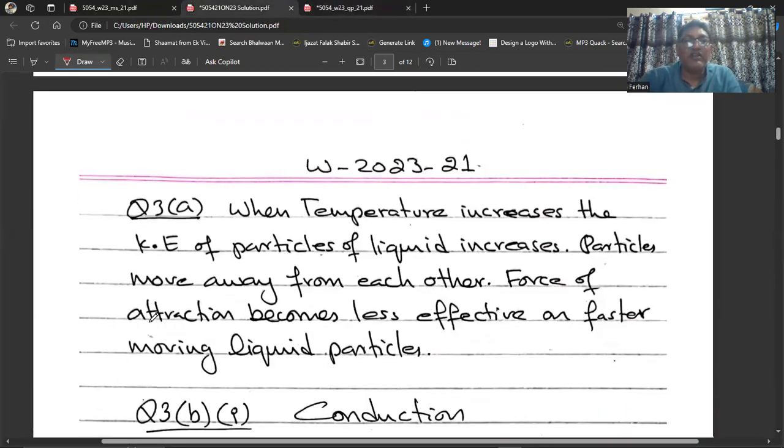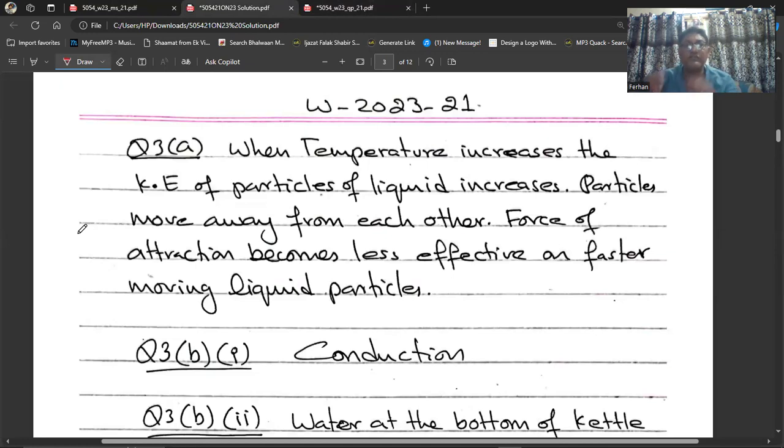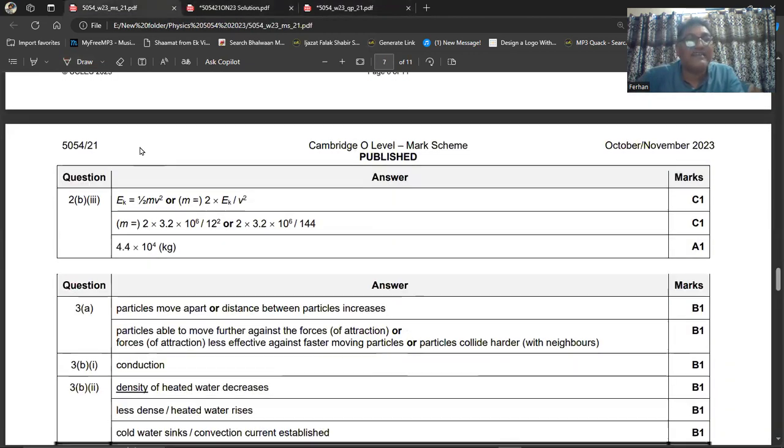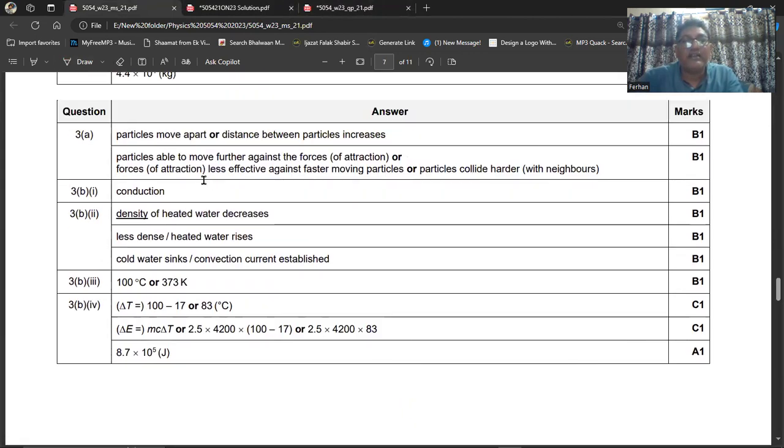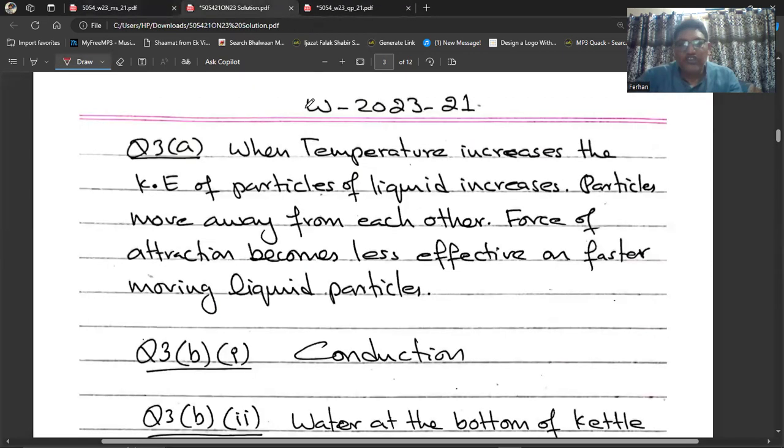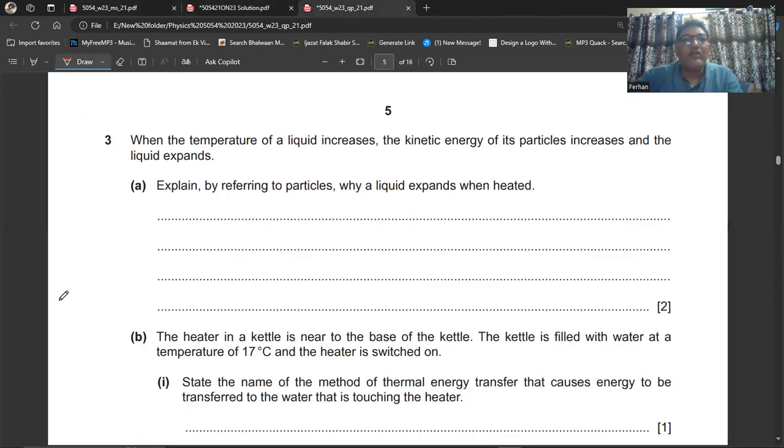So let me show you my answer. When temperature increases, the kinetic energy of the particles of the liquid increases. Particles move away from each other. Force of attraction becomes less effective on faster moving liquid particles. This is my answer. For question number 3a, the 2 marks answer is written here. If you want to read this marking scheme, you can pause the video. Okay, so this is my answer.